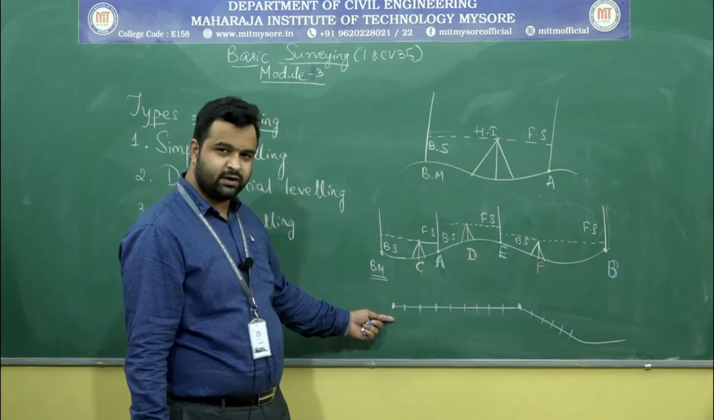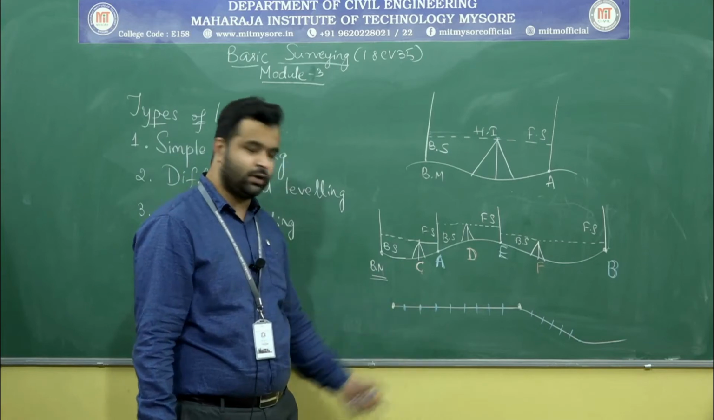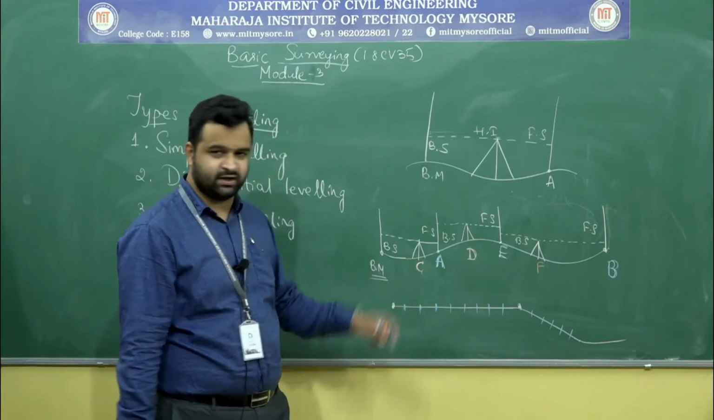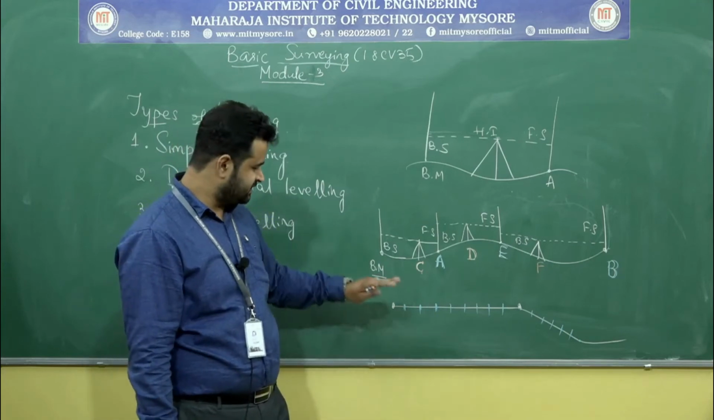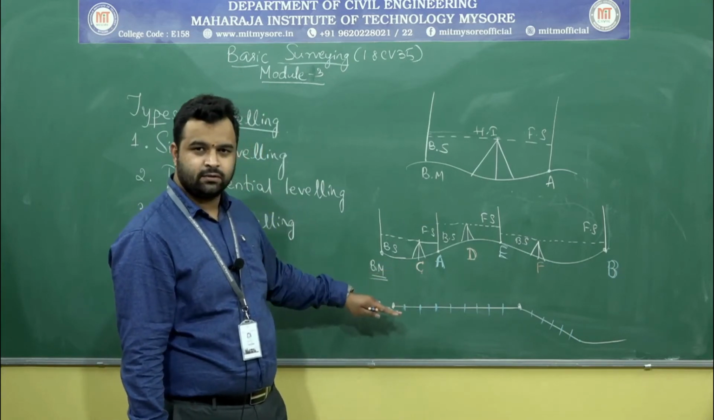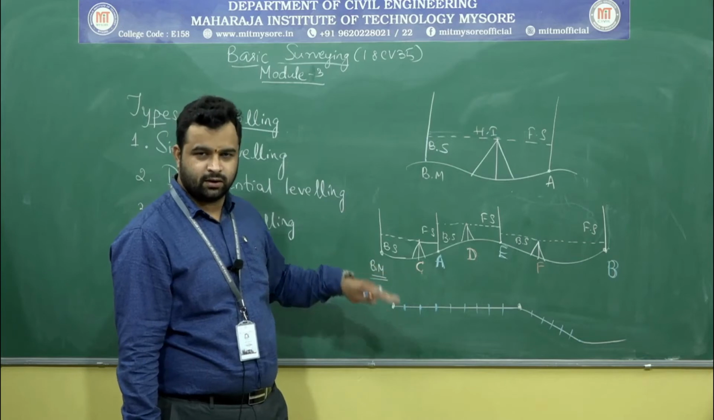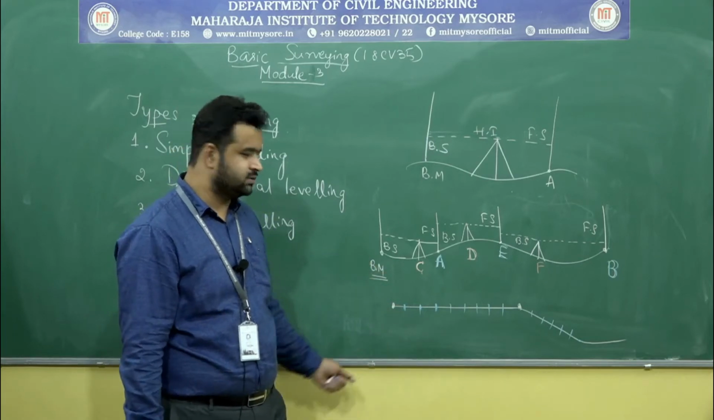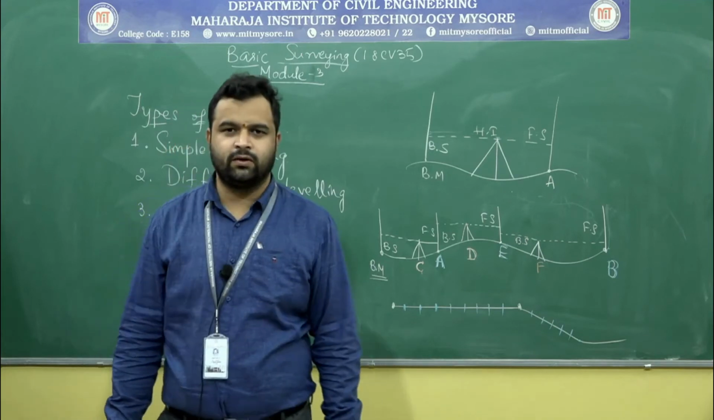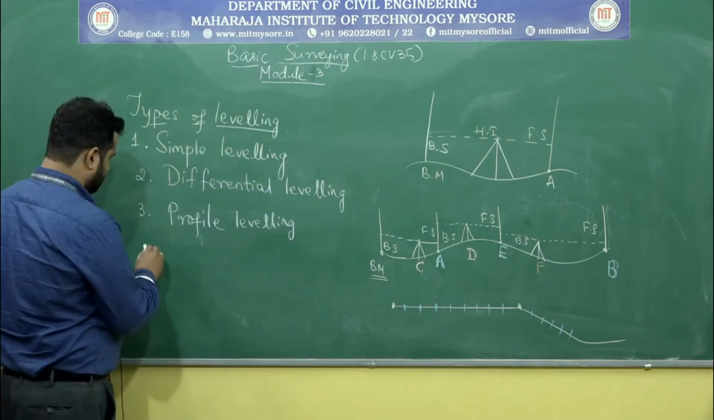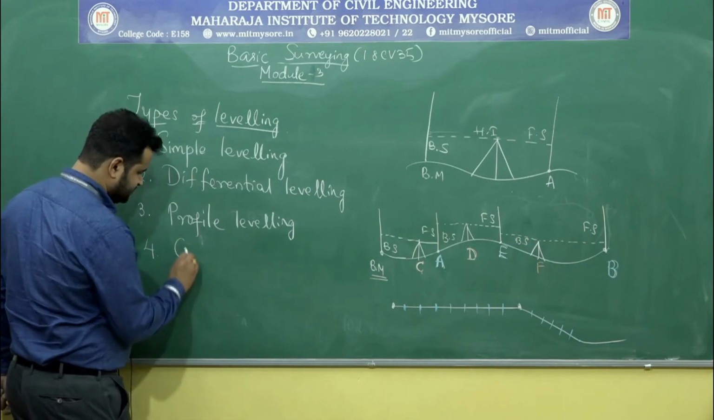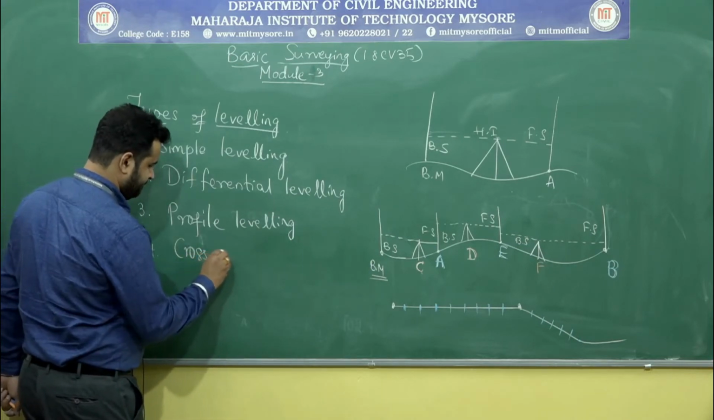Now this is a fixed line, and at each regular interval you are going to record the staff readings and the elevations are determined. This will be the center line for aligning a highway, roadway, canal or a sewer. Okay. So, I hope you have understood what is profile leveling. Now, let me move on to the next type of leveling, that is cross sectioning.